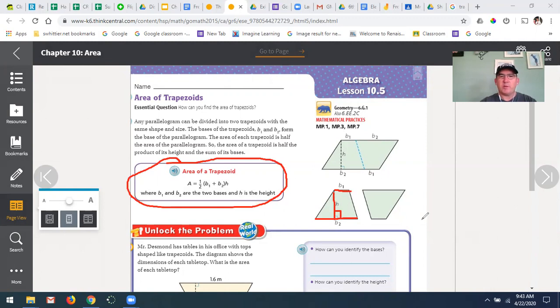Whenever we're looking for the bases of the trapezoid, we have to find the sides that are parallel to each other. If we look at these sides, they're angled, and if we continue the lines up, they would cross each other. If you continue parallel lines forever and ever, they will never cross because they are parallel. Very good. Let's continue.